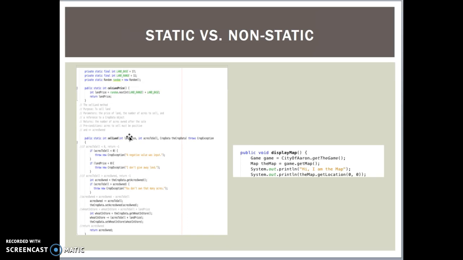Whereas display map, it says public void. To get that map to display on other maps, we would have to take that class of display map and put it in different other classes to get that map to display other places.